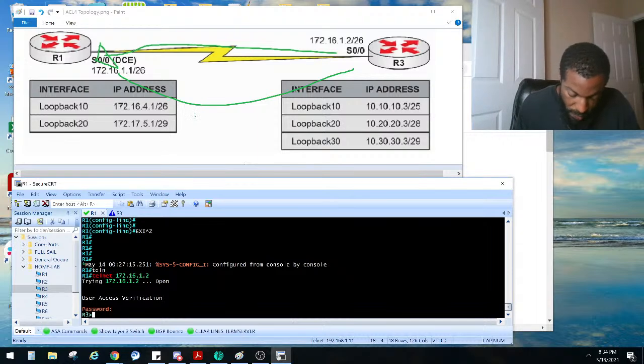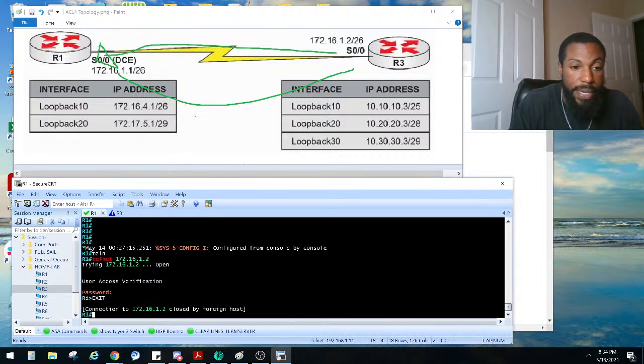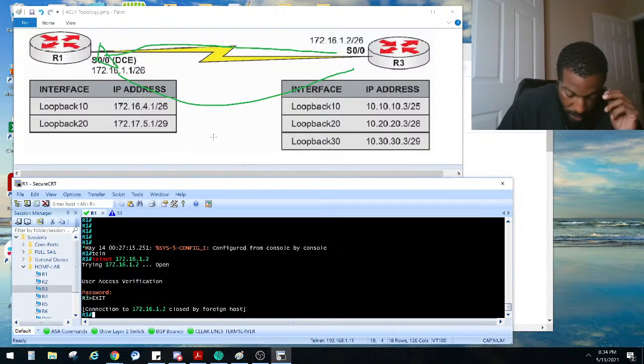That was task 4. I mean, that was task 5. Task 6. We're almost done here, right? There's only 7 tasks here, right? Let's go ahead and exit out of that. Task 6. Configure a numbered extended ACL on router 3 to allow Telnet from router 1's loopback 10 to router 3's loopback 20 and loopback 30. That was a lot to digest there.